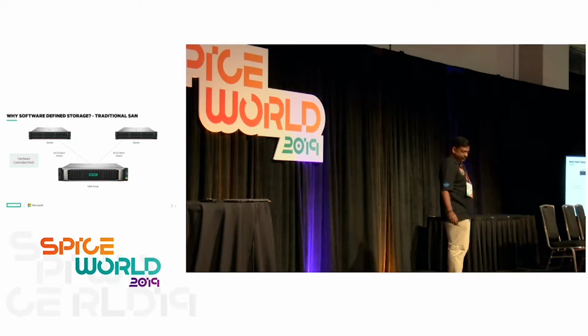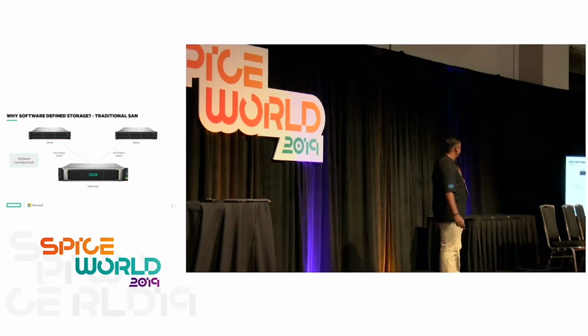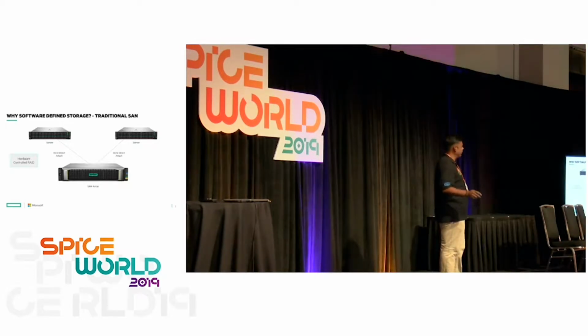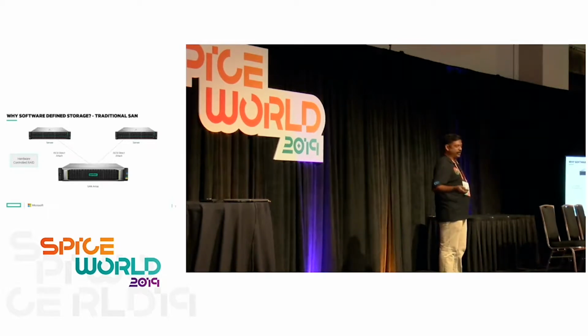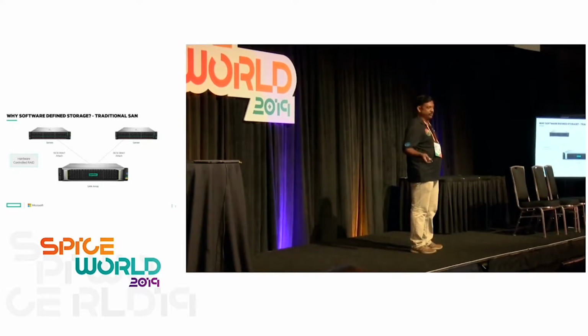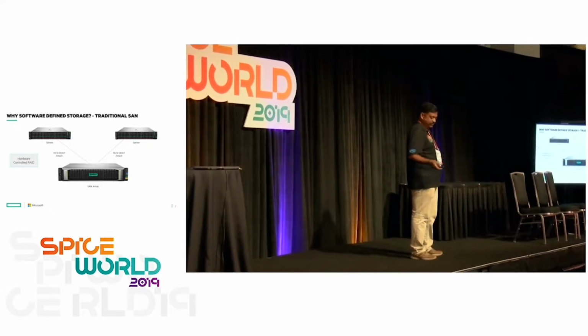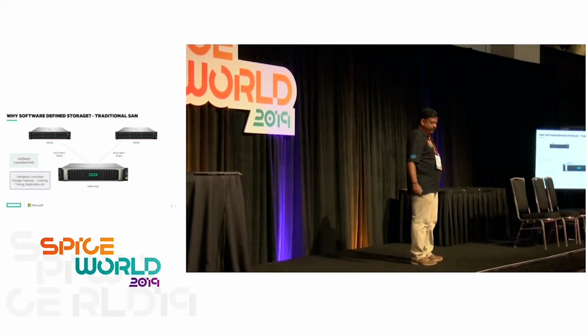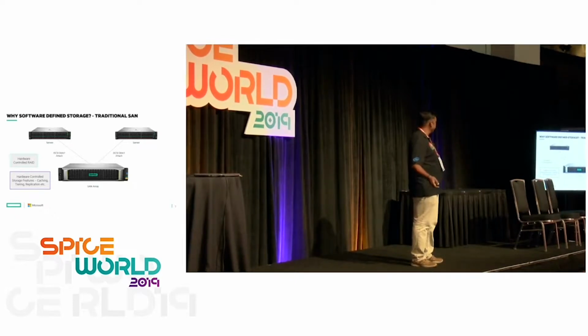Before that, I just want to highlight the features and the disadvantages of the traditional SAN. In the traditional SAN, everything is hardware controlled, right? It's a hardware controlled RAID. So you want RAID 0, RAID 1, RAID 5, RAID 6, RAID 10. Everything is hardware controlled, right? So that's one point. The other one is hardware controlled storage features.